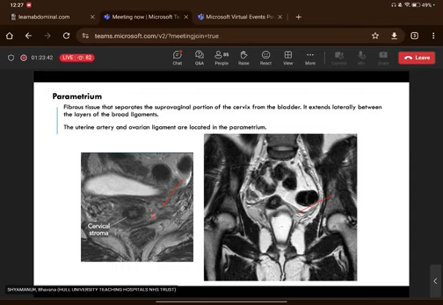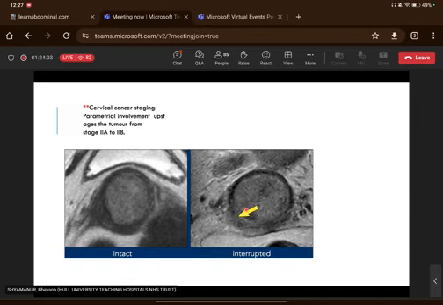So this is the parametrium, and this is fibrous tissue that separates the supravaginal portion of the cervix from the bladder, and it extends laterally between the layers of the broad ligaments. So the uterine artery and the ovarian ligament are within the parametrium, and you can also see it on the coronal plane. And why is it important? Because when we stage cervical cancer, parametrial involvement upstages the tumor. So this is dark cervical stroma, which you expect to see, and a little break here with tumor tissue extending out.